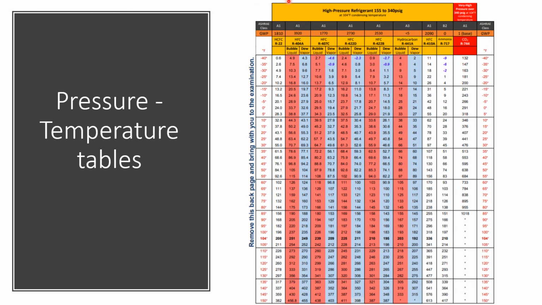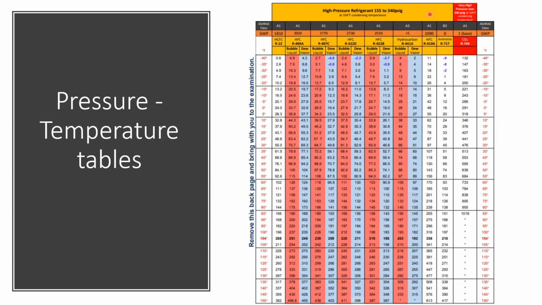So let me break down some of the components first. And at the very top of this table, they're talking about high pressure refrigerant. And high pressure refrigerant are refrigerants like R22, 410A, 407C. These are kind of common refrigerants. And what they mean by a high pressure refrigerant is basically this. It has a pressure of 155 psi to 340 psi at 104 degrees, right? So that's that classification.